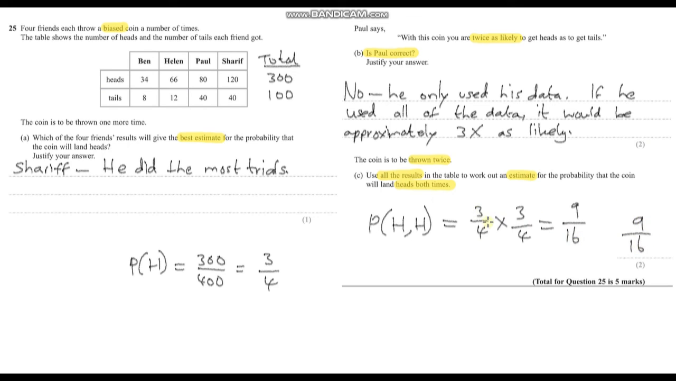The reason why these are the same is because the first flip has no influence on the second flip. They are independent events. It's not like we're taking a marble from a bag and then taking another marble. Every flip, the probability is going to be the same. So that's why these values are the same. So this is our answer here.